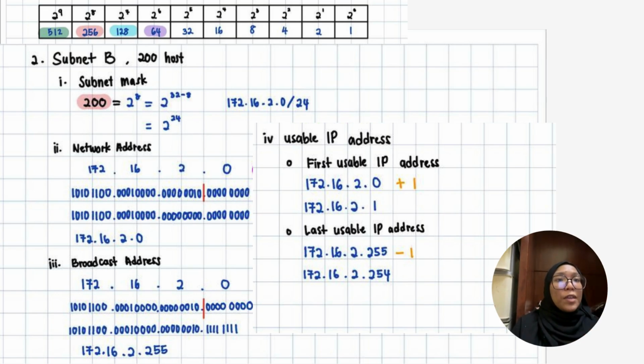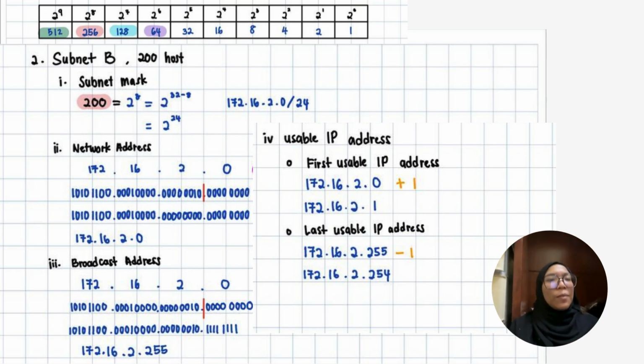So it will be 10101100. For 16, as you can see in the table, we only use 16, so it will be 00010000. It is also the same for 2, so only one place is used: 00000010.